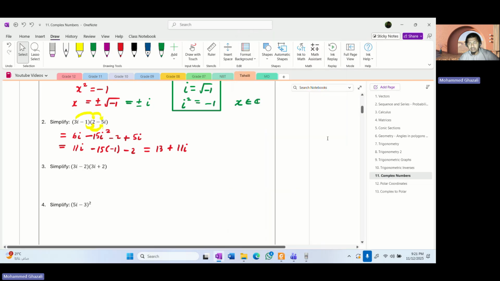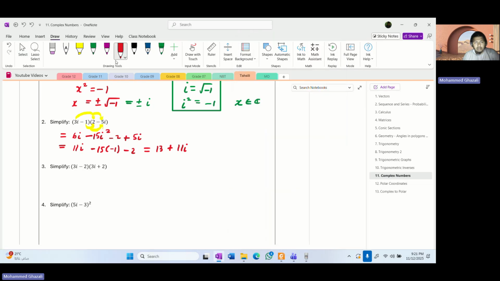Now, it's important how you write complex numbers. A complex number is supposed to be written in the form a plus bi. Every complex number must be written in this form. a is the real part and b is the complex part. That's the real part and that's the complex part.